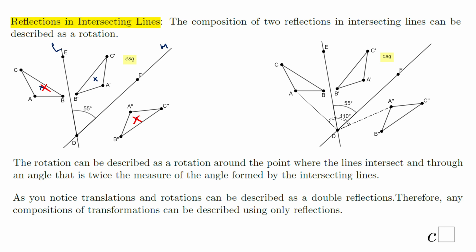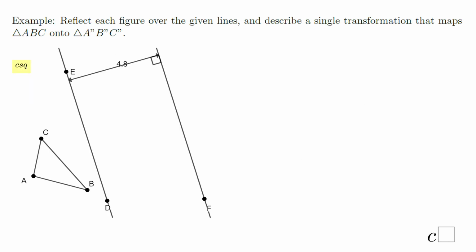Finally, as you notice, translation and rotation can be described using reflection. So everything in this world of composition of transformations can be described using only reflection. That is very cool and very important, in my opinion. Anything I can do can be discussed as a sequence of reflections. Okay, now let's take a look at this example.